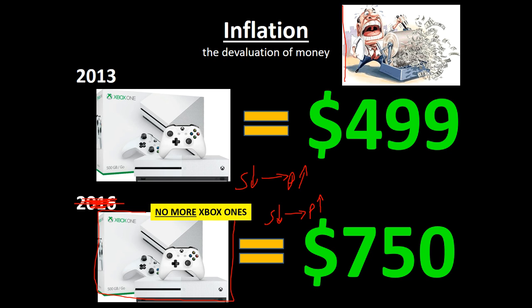Well, we got another problem. What if at the same time we increase the supply of money, and so the money's price goes down? Yikes. So we do this, no more Xboxes, jacks the price up. And it could be like $1,000 for an Xbox, because we've also made the actual money worth less.